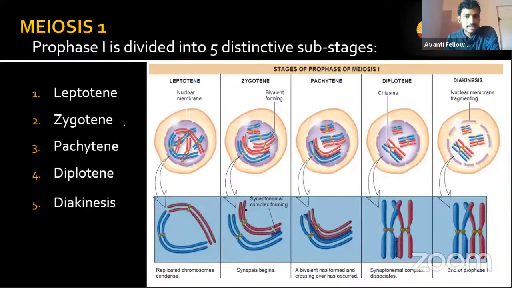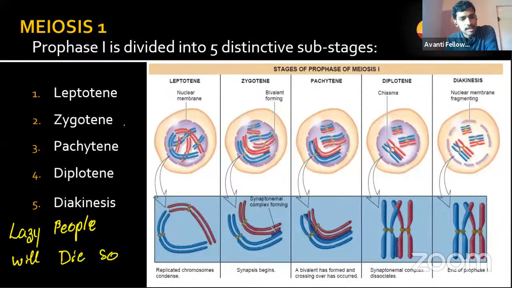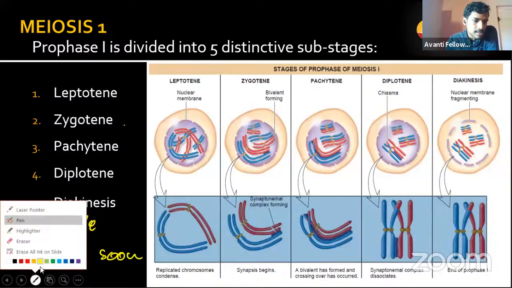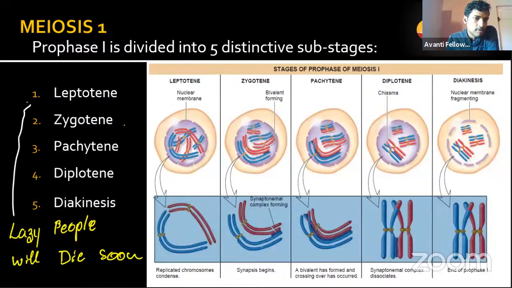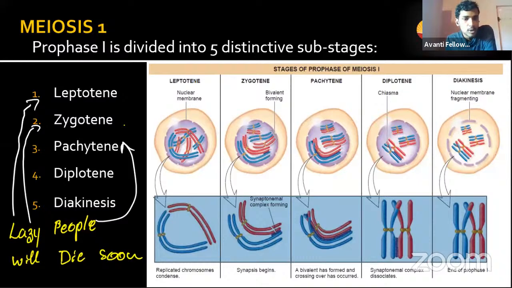As you can see here, something is happening. We will see in detail how it happens. You can also remember it by making mnemonics. I normally prepare one like "lazy people will die soon," which I simply thought of. L for leptotene, Z for zygotene, P for pachytene, and di means diplotene and diakinesis.